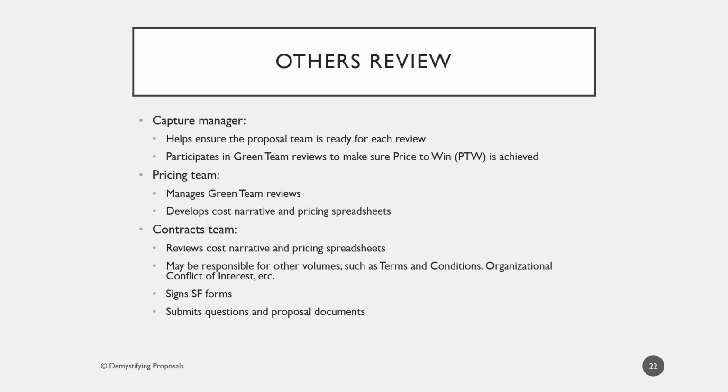Your pricing team will manage the green team reviews, so they should be aware of when those are scheduled and make sure that it will meet their needs. They also develop the cost narrative and the pricing spreadsheets. And any timelines associated with those things should also be reviewed by the pricing team. The contracts team will also review the cost narrative and the pricing spreadsheets.